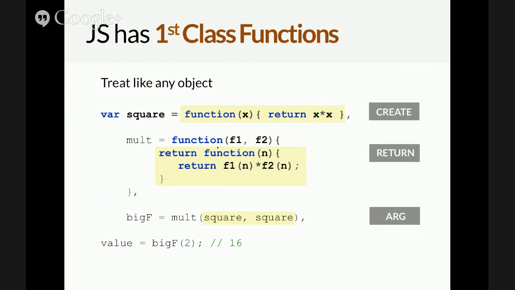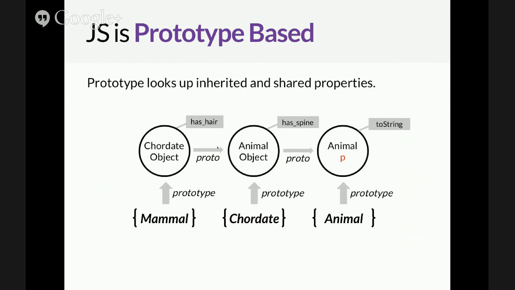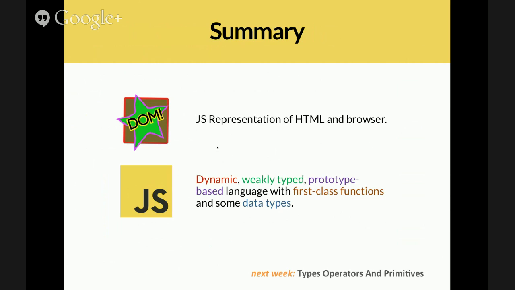So finally, JavaScript's inheritance scheme is prototype based. We're going to talk all about what this means in the future, like how the dot operator works in JavaScript, how new works, and how prototypes and proto properties work. I'm not going to go into detail here.